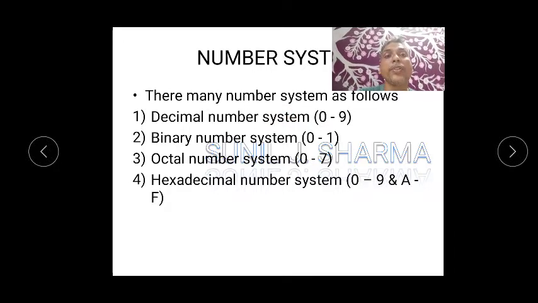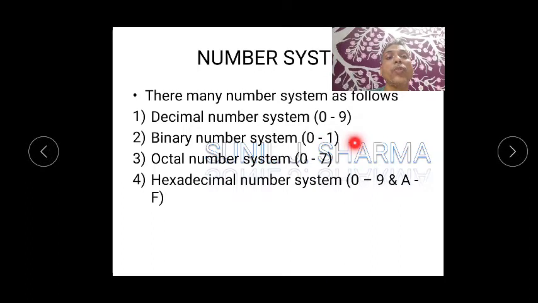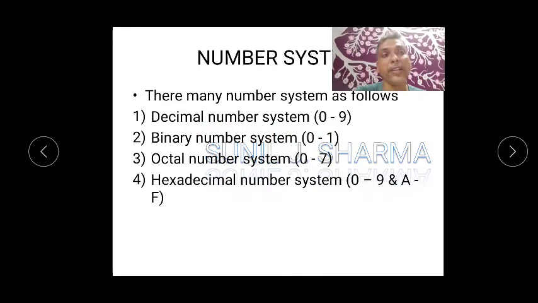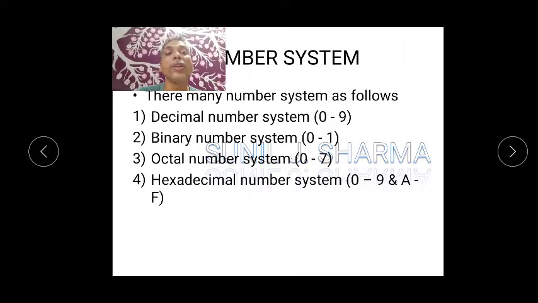And you already know that all the numbers are made up of or the combination of these numbers. Then we have binary number system, that is 0 and 1. Only two numbers are there. I think you might have heard that computer speaks binary language. So we have only two numbers.